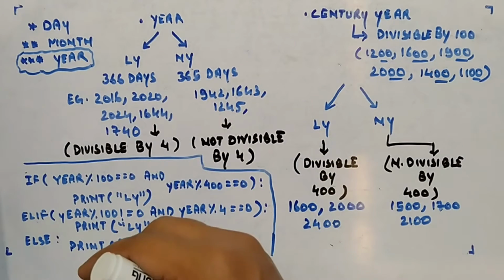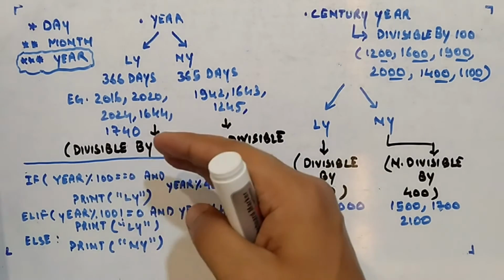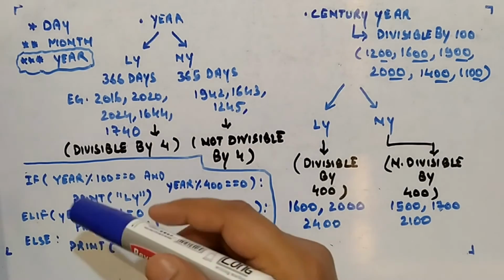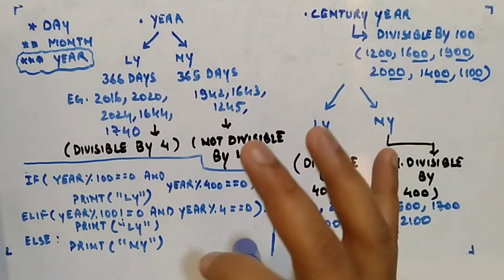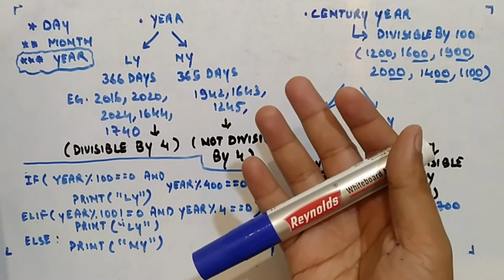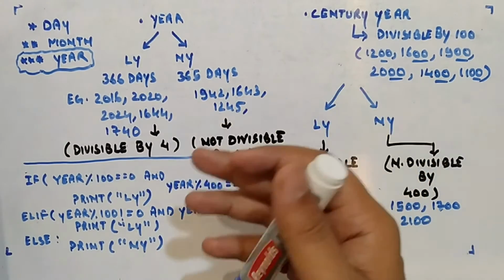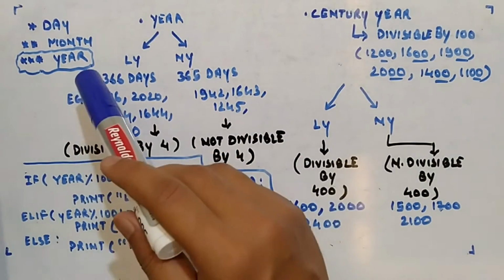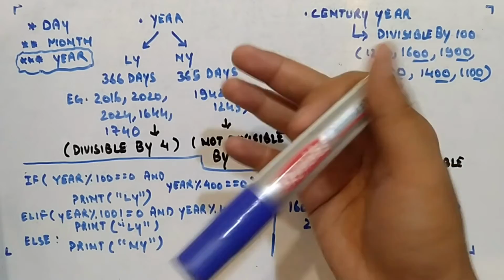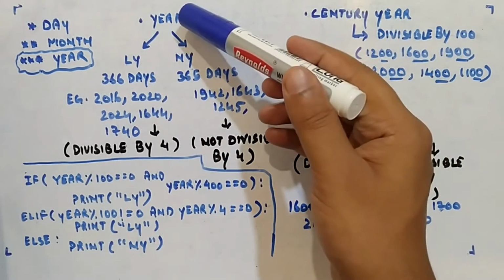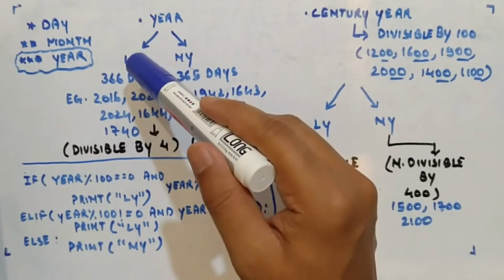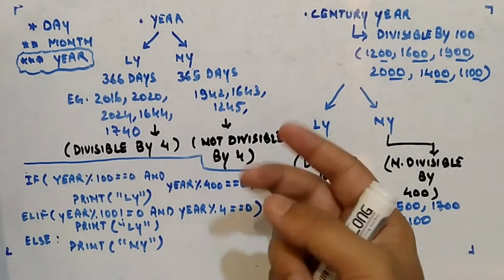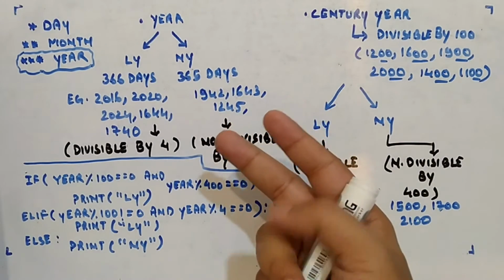I'll come to that slowly so that you will be able to connect it. First, in this video I am telling you how to figure out whether the year is a century year, and whether the year is a leap year or not. So here you can see we have any random year. A year can be a leap year or a year can be a normal year. These two are the only possibilities.